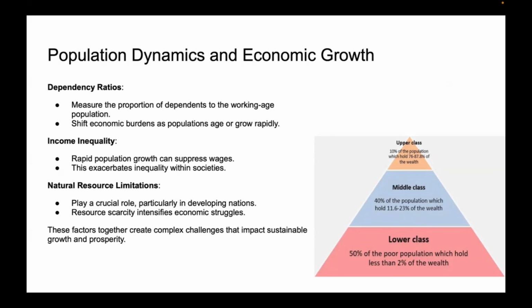Here, dependency ratios, which measure the proportion of dependents to the working age population, often shift economic burdens as populations age or grow rapidly. This leads to income inequality, as rapid population growth can suppress wages, multiplying inequality within societies. Lastly, natural resource limitations play a crucial role, especially in developing nations, where resource scarcity intensifies economic struggles. Together, these factors create complex challenges that impact sustainable growth and prosperity.